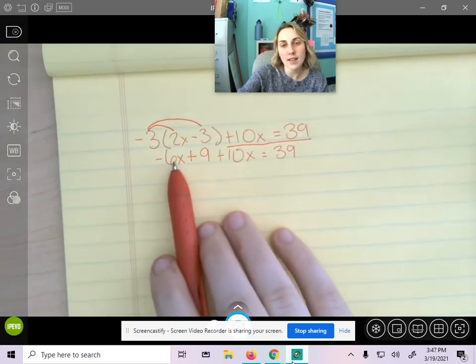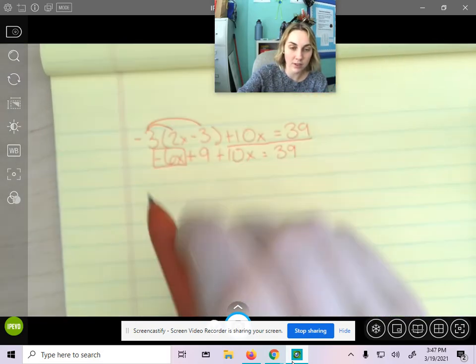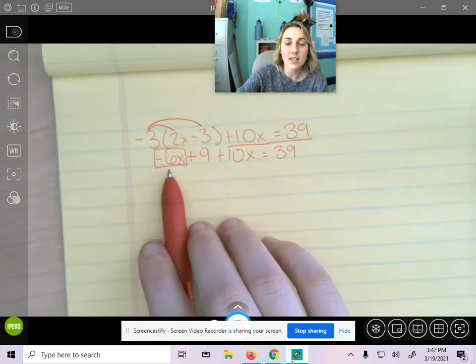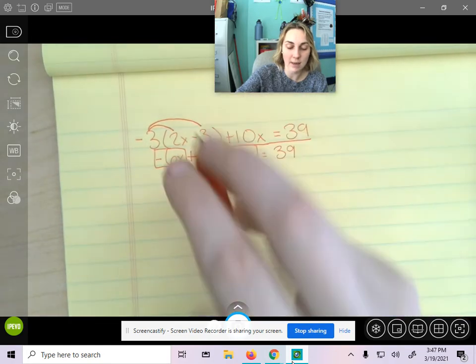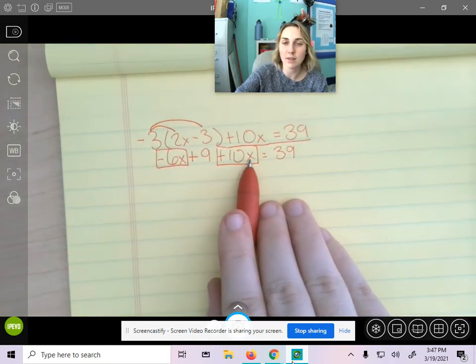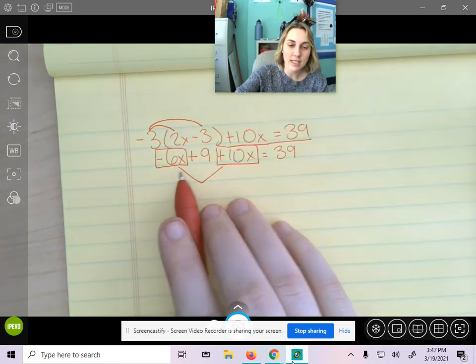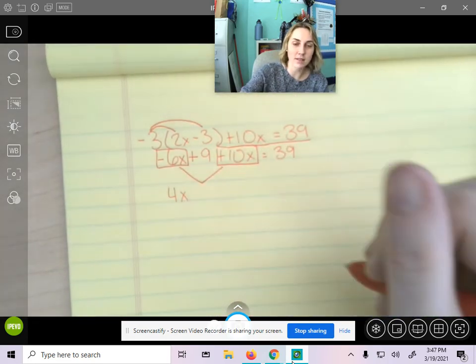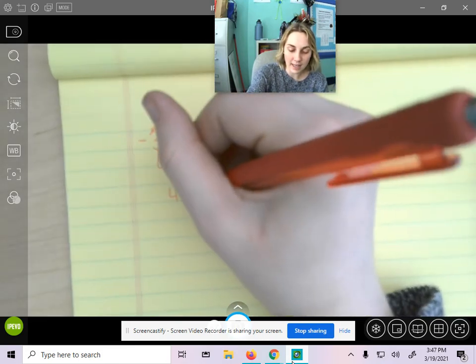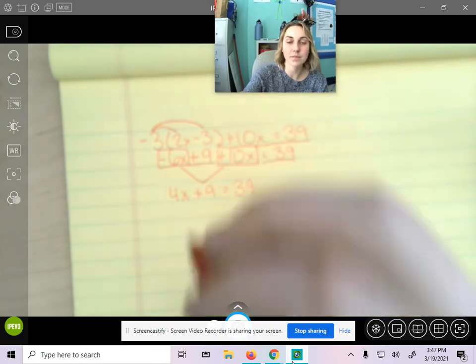Before I can solve this two-step, I have to combine like terms. So if my first term is -6x, I need to know that my second term is this plus 10x because they have the same variable next to them, same letter. So I need to solve that first. -6 plus 10 is going to leave me with a 4x, a positive 4x. I'll bring down that plus 9, and I'll bring down that equal to 39.